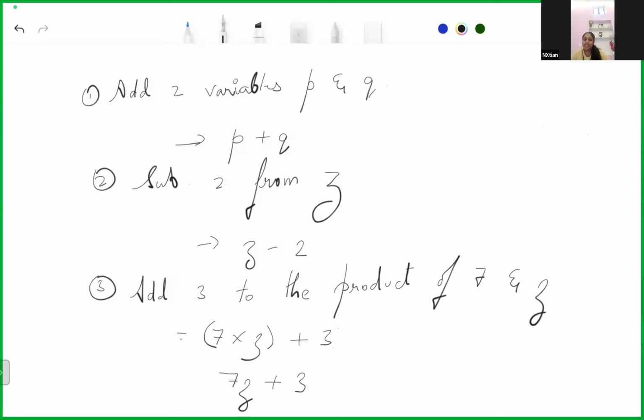You just read the sentence carefully, analyze, and then write the equation in the form of an operation. If it is addition, we write it in the form of addition. Subtraction, then in the form of subtraction. If it is multiplication, then multiply. If it is divide, then divide. Just like that, you guys can write.